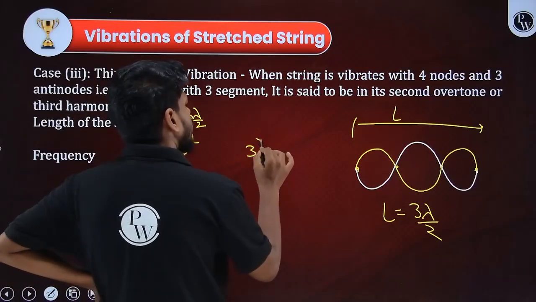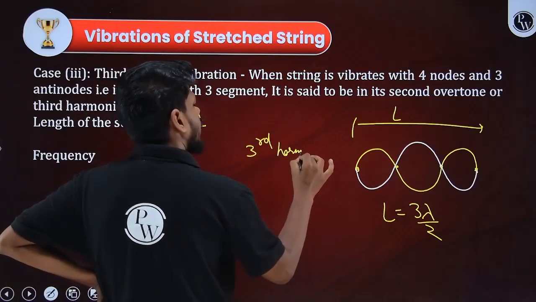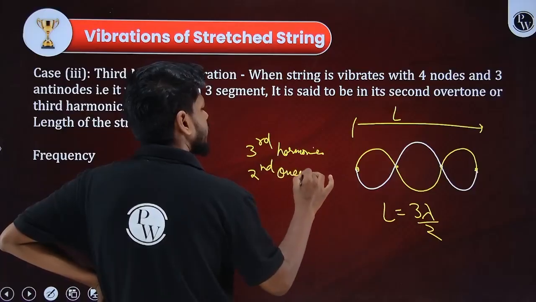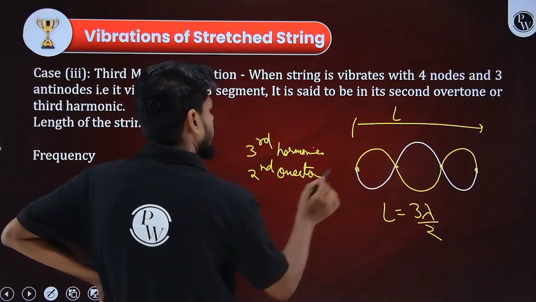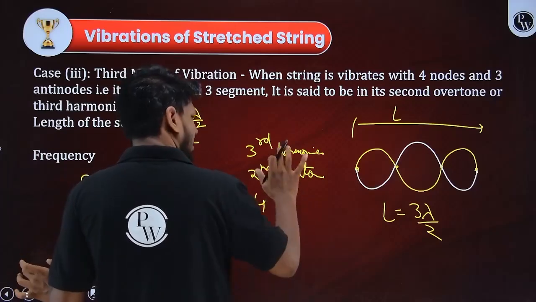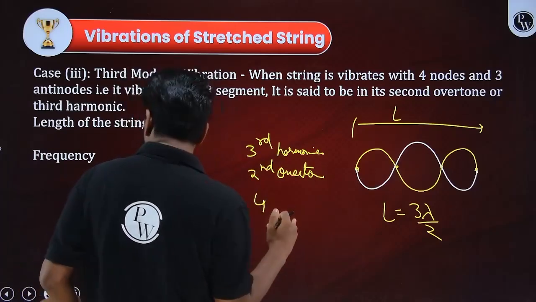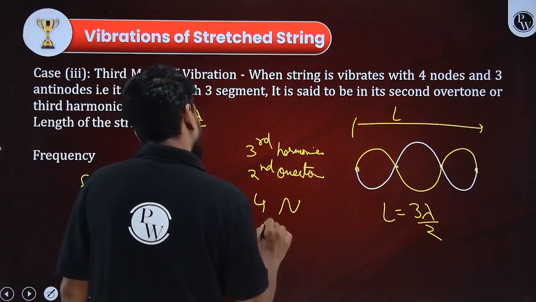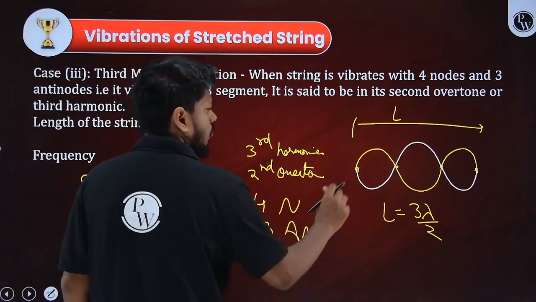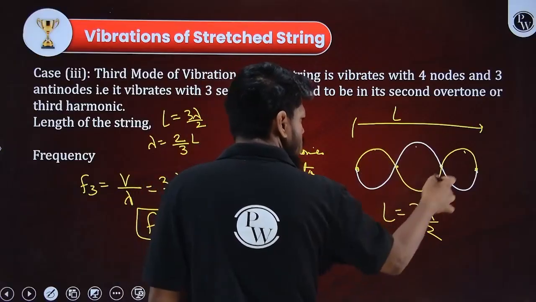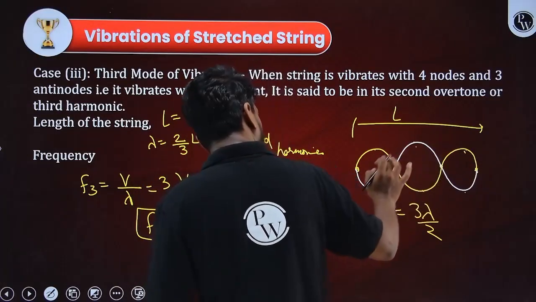This is called the third harmonic, second overtone. How many nodes? 1, 2, 3, 4. 4 nodes. So whatever the harmonic, if I have the nth harmonic, I have n plus 1 nodes, and 3 antinodes: 1, 2, 3. At one time we are going to have 1, 2, 3, and during reflection also 1, 2, 3.